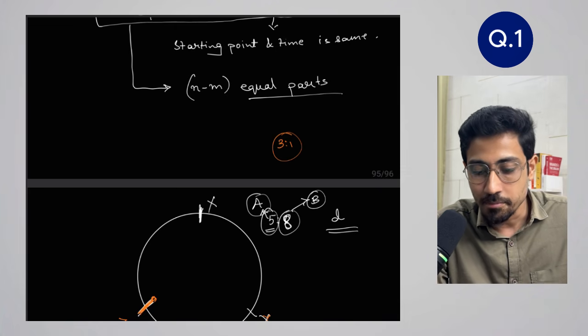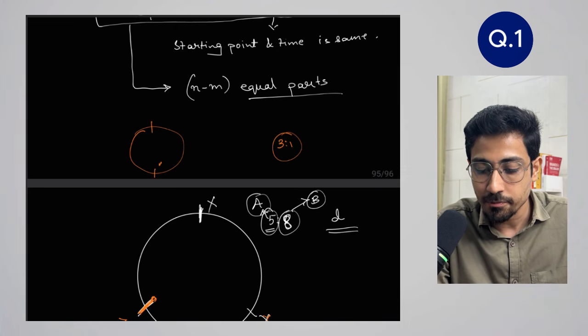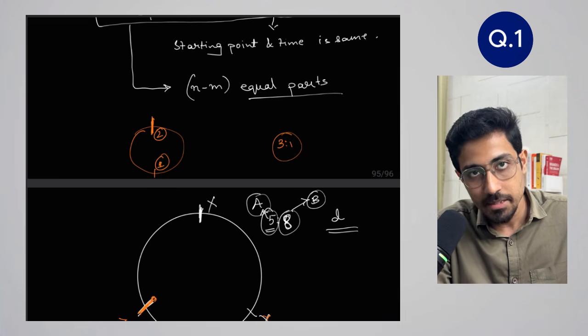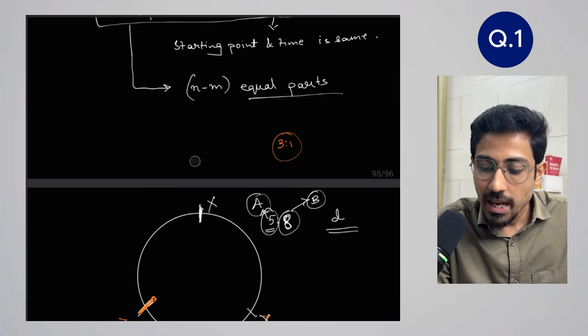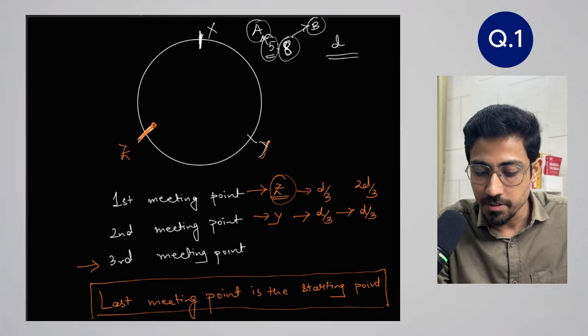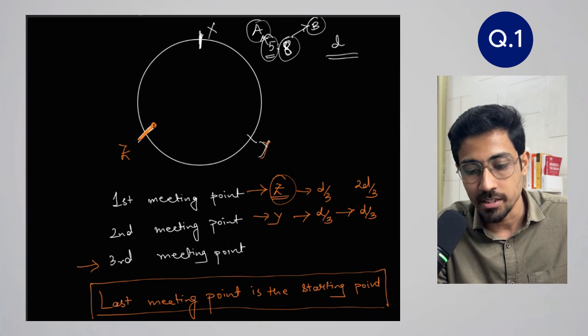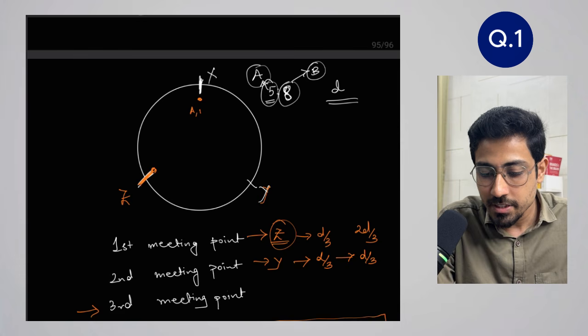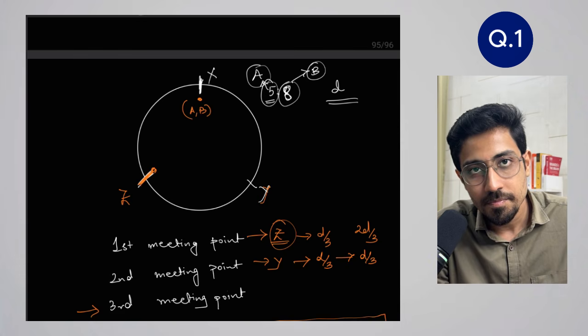And the second meeting point, in this case, the first meeting point would be this. The second meeting point would have been this. So what happens after the third meeting? I come back to my case. What happens after the third meeting point? Now both of them have reached X, the starting point again, right?